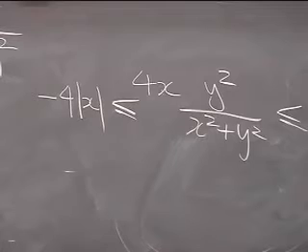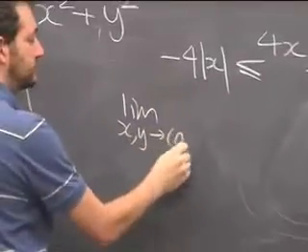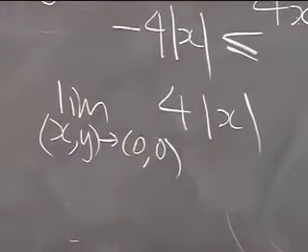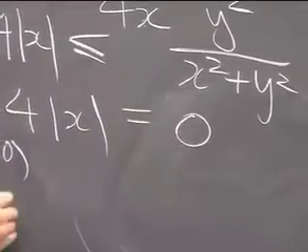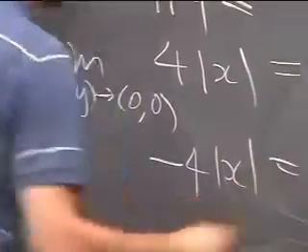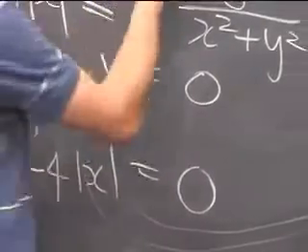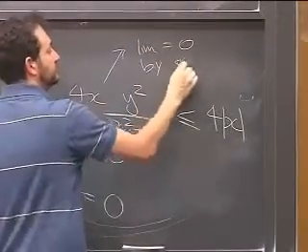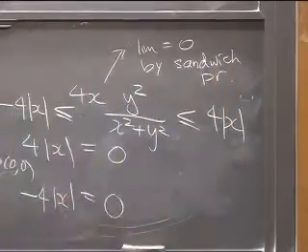So there is a sandwich principle that also works for two variables. What is the limit as x, y goes to 0, 0, of 4 absolute value of x? Well, you just plug in 0. There's no y even. So that's 0. The same with minus 4x. So this is squished between two limits that go to 0. So you've got to write down some argument that this also has limit 0 by the sandwich principle. Because it's so similar to the previous things, I'm not writing it out, but you should write some sentences.